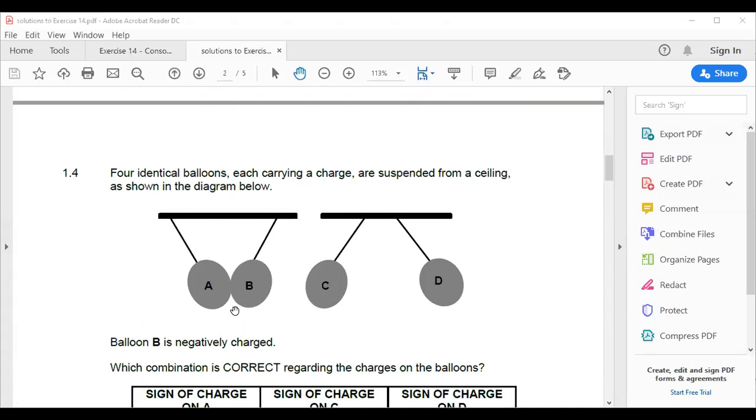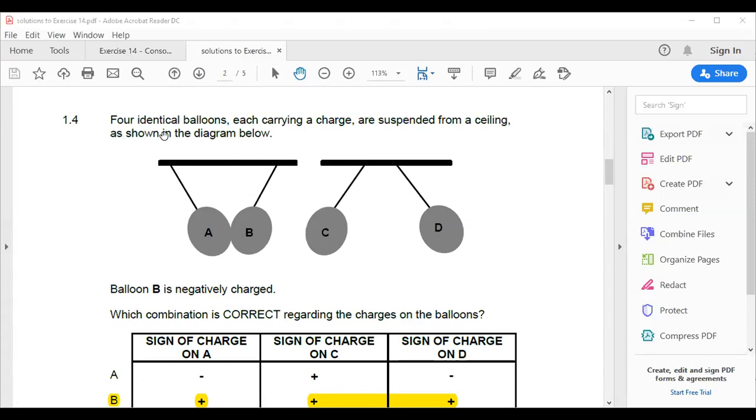Then we move on to 1.4. Four identical balloons, each carrying a charge, are suspended from a ceiling, as shown in the diagram below. This one here, I think I'm going to take a screenshot, then I just explain using this. I need to explain this one here.